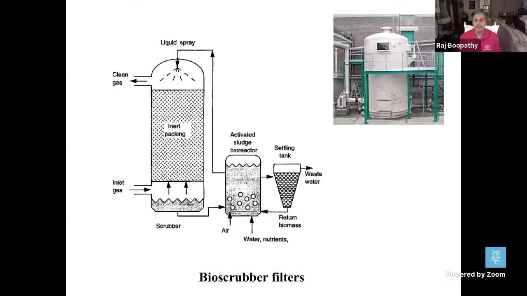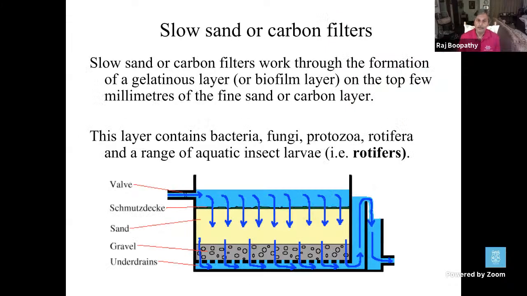So here's some of the example of bioscrubber filters, basically using a biological reactor. Instead of putting influent as a wastewater, you're putting influent as inlet gas. And that inlet gas could be all those volatile compounds trapped in your soil. So you kind of collect them and put them in this bioscrubber. Or you can use slow sand carbon filters.